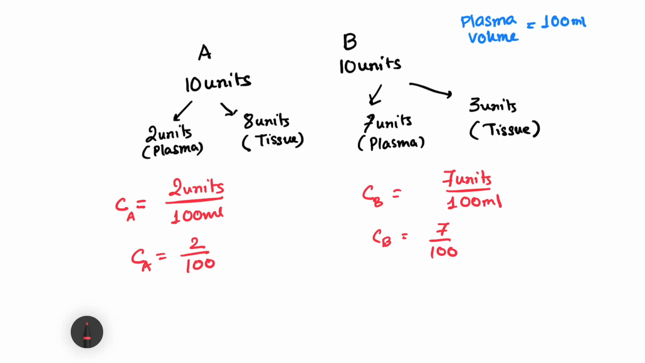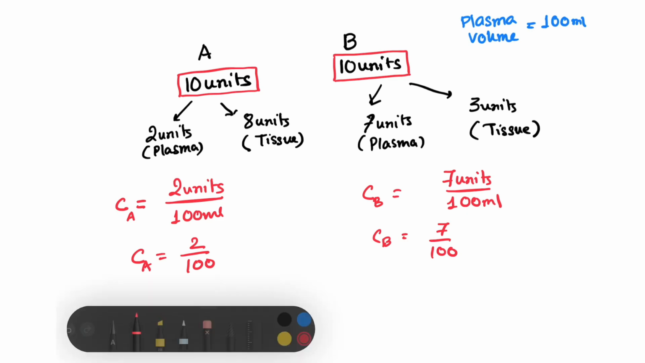Now we want to understand the volume of distribution. That means if we add the same amount of drug in some other lab solvent, how much solvent is required? The same amount is 10 units. Now we will add the same 10 units of both drug A and B in separate containers, and we will try to achieve 2 by 100 concentration for drug A and 7 by 100 concentration for drug B, and we will see how much of a particular solvent is required. Generally the solvent used is water.